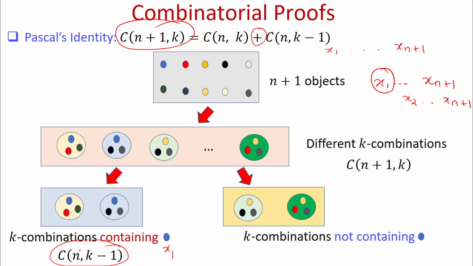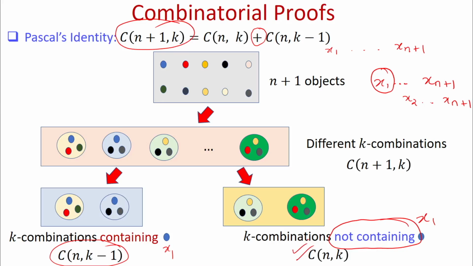Whereas category 2 k combinations are the ones where the object x1 is never included. And it's easy to see that the number of different k combinations of this category is C of n comma k. Because if you are not going to include x1, then your problem is still to choose k objects, and now you are left with only n objects to choose from. You can choose your k objects only from the collection x2 to x of n plus 1. So the number of k combinations that you can have in the second category is this.